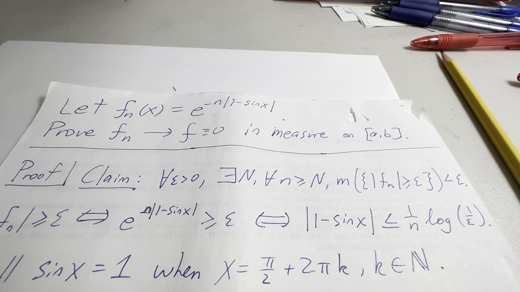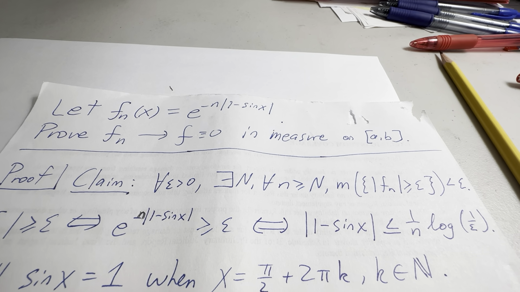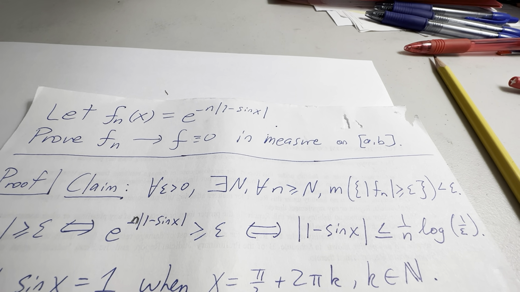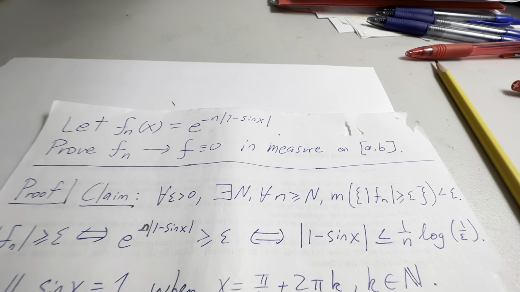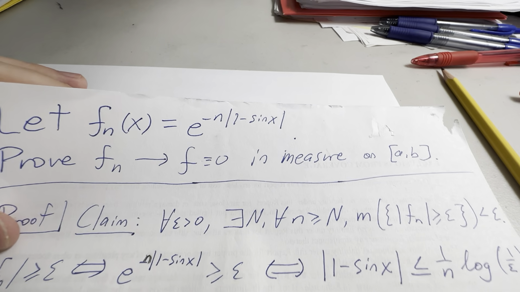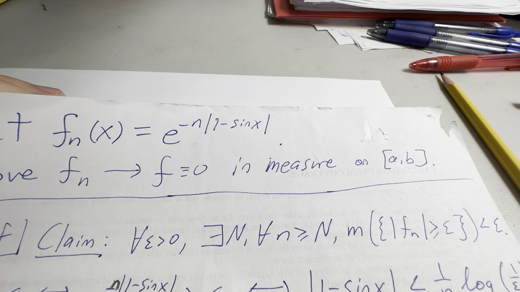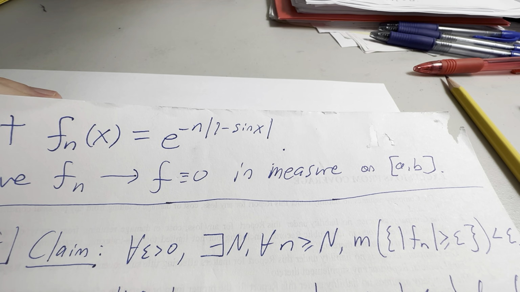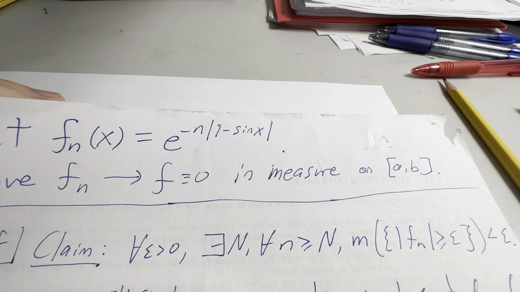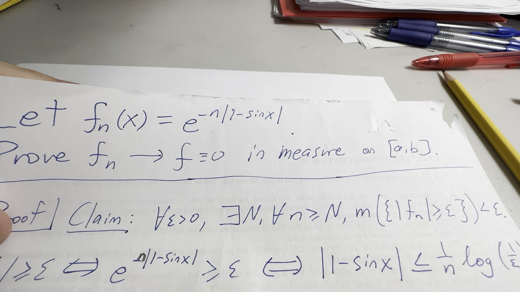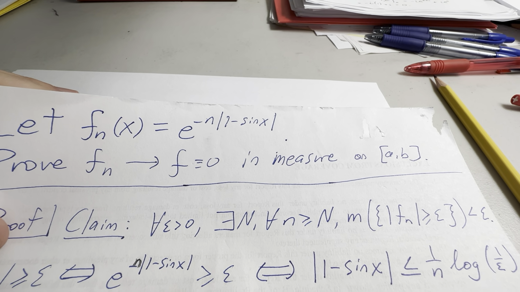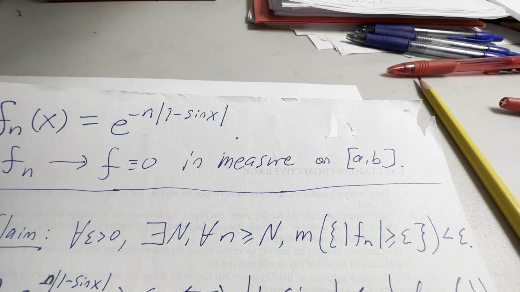All right, the last one. This one I found on the internet. I thought it was a good problem to practice for the test. Let f_n(x) be a sequence of functions where we define f_n(x) to be e to the negative n times the absolute value of 1 minus sine x. We want to prove that the sequence converges to 0 in measure on some given fixed interval a to b.